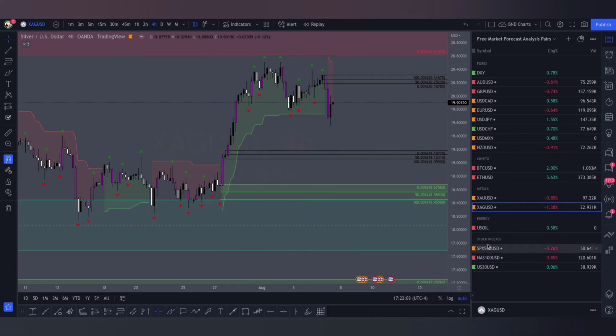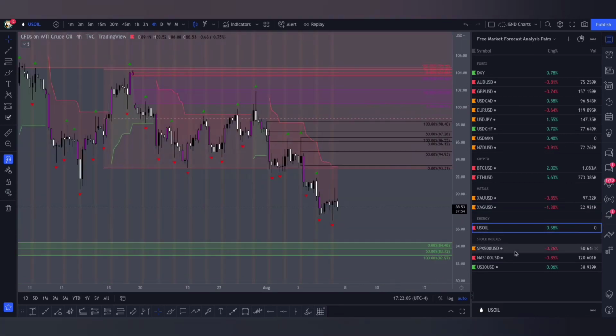All right, moving along to U.S. oil. Short-term currency bias for U.S. oil is short. So I will be looking for unmitigated 4-hour supply to be respected. So I would want to see price pull back into this 4-hour unmitigated supply right here before taking it to the downside, or we may get this 4-hour demand taken out.